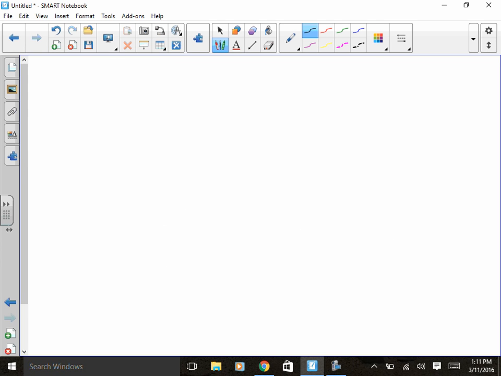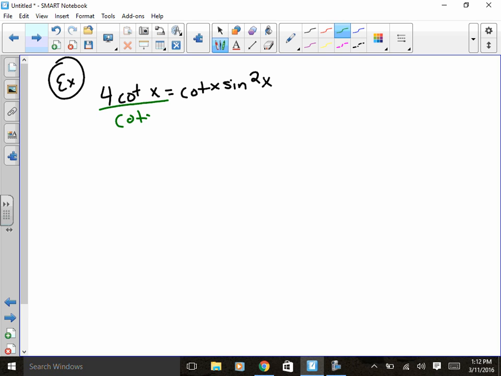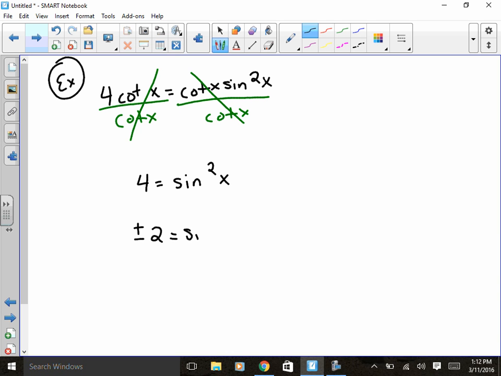Last but not least is when you have to factor. This is the third type of method. So for instance, if I had 4 cotangent x equals cotangent x sine squared of x. So looking at this, I have a cotangent x on both sides. So my goal here is to get rid of that. I'm going to divide by cotangent x because it's going to eliminate it. I'm going to be left with 4 equals sine squared of x. I can't have that square, so I need to take the square root, so I get plus or minus 2 equals sine of x.